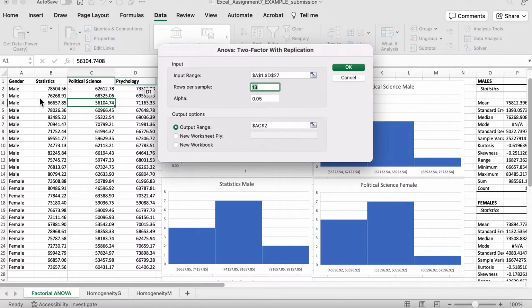So see, this is row 1, so I'm going to have one less than what's here. That's 26, and it's half male, half female here. So that's 13. So I'm going to have 13 rows for each sample. And then my alpha is 0.05, and then the output range.